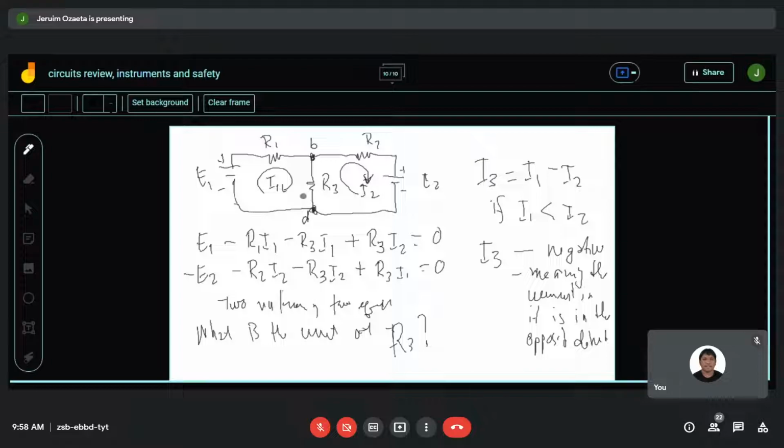If I sub 1 is greater than I sub 2, that means the positive current will be going from B to D. So the drop here will be determined by the product of I sub 1.